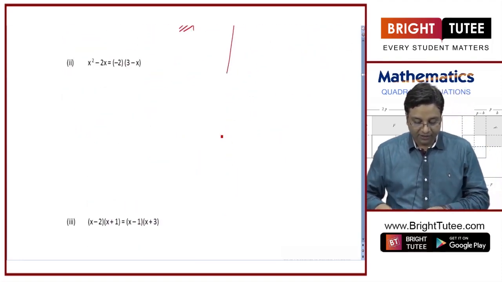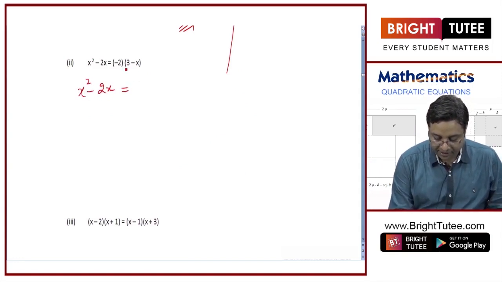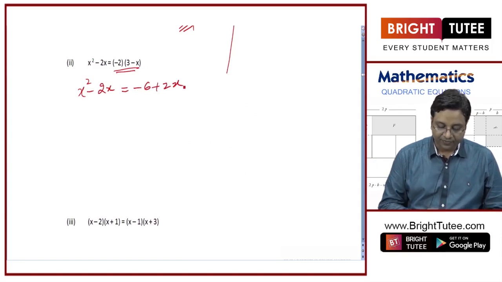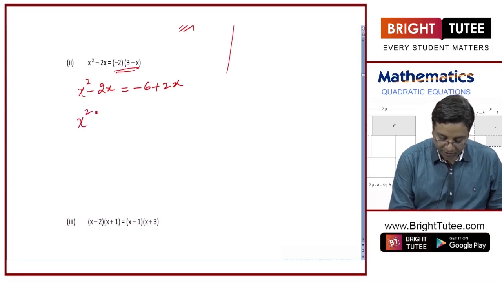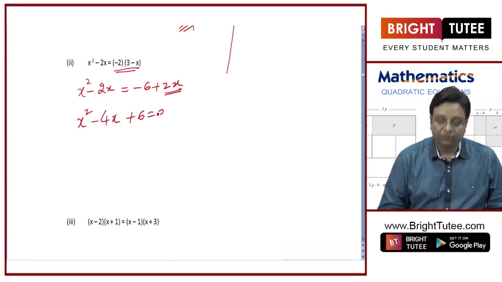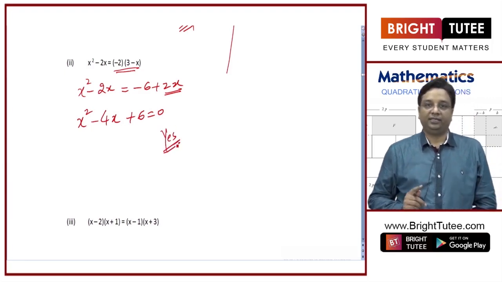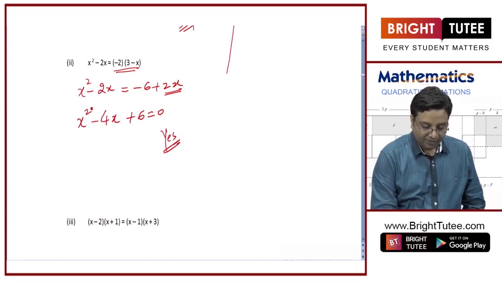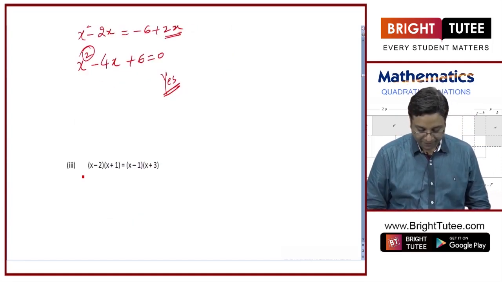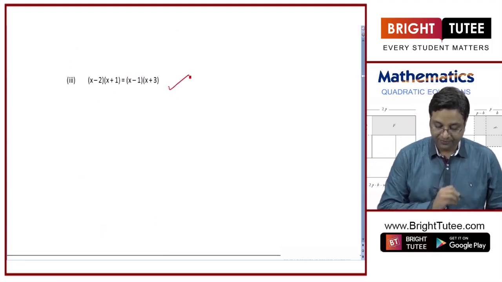So let's look at the next one here. Next one says x square minus 2x, and if I solve these two, it will give me minus 6 plus 2x, right? Now bring all the terms to the left hand side. This 2x will become minus 2x. So minus 2x will become minus 4x plus 6 equal to 0. So yes, it is also a quadratic equation, because the highest power of x is 2 here. All right, now let's look at this one.